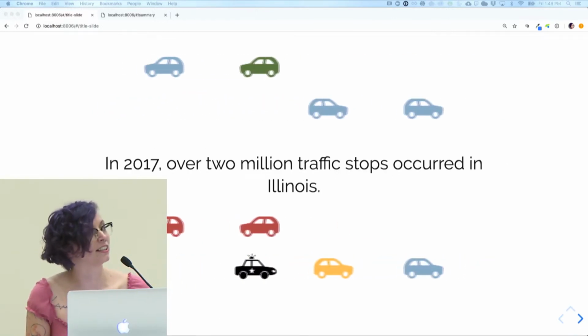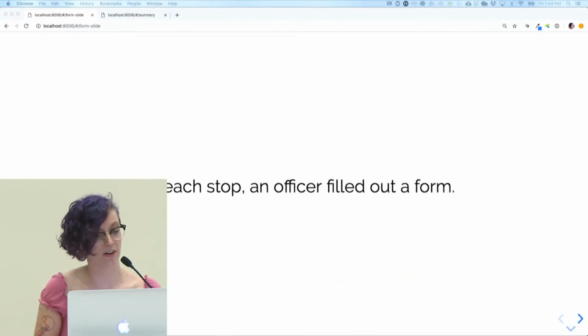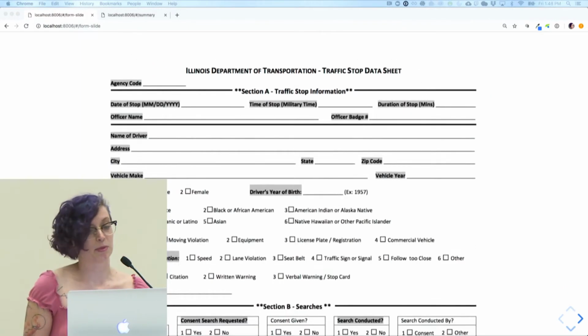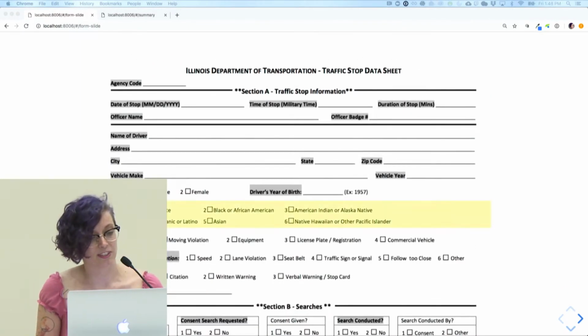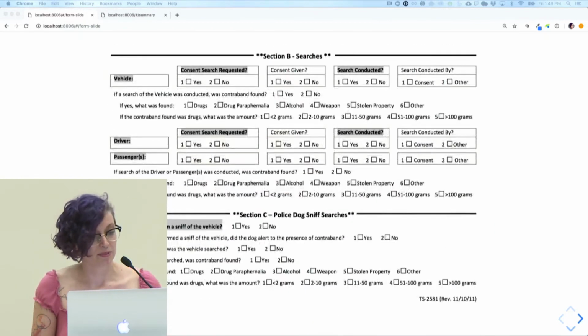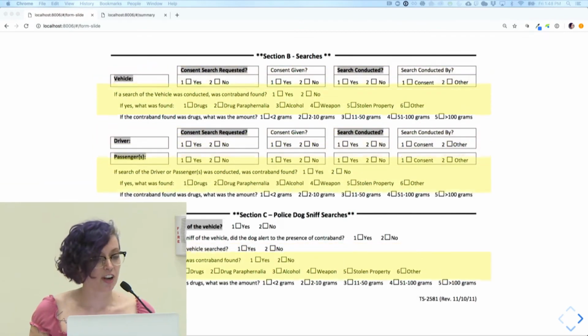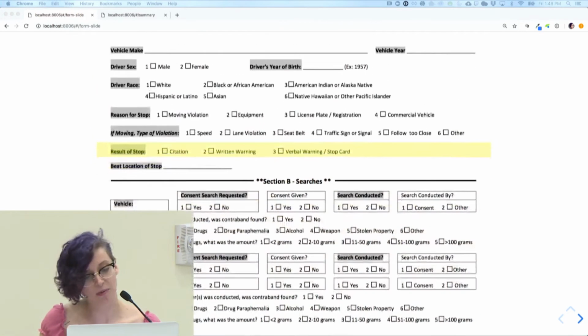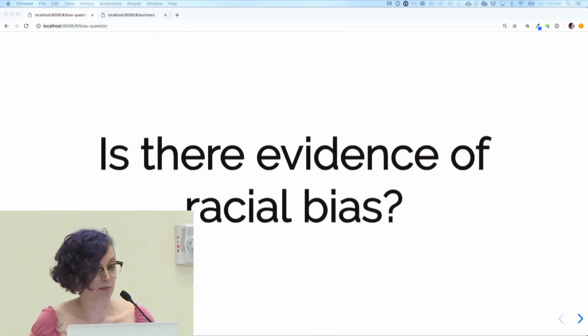Okay, so last year there were over 2 million traffic stops in Illinois. Every time someone was pulled over, a police officer fills out this form. They record the driver's race, the reason for the stop, whether that person was searched or not, if they were, was contraband found, and what was the result of the stop.